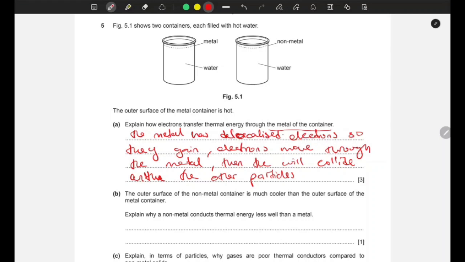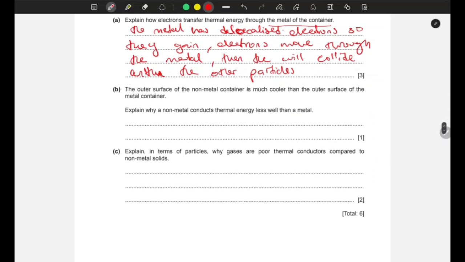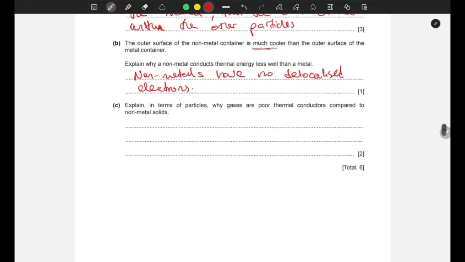And then that way they transfer heat energy. Part B. The outer surface of the non-metal container is much cooler than the outer surface of the metal container. Explain why non-metals conduct thermal energy less well than a metal. So it's kind of similar to the first question. Non-metals have no delocalized electrons. That's the answer.